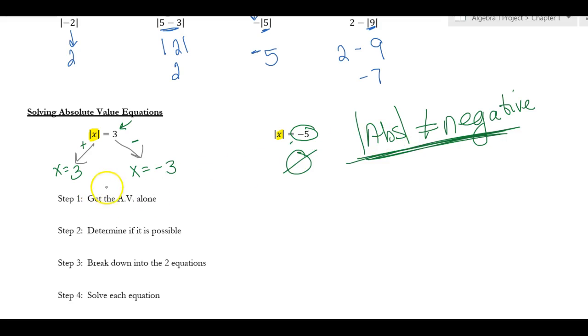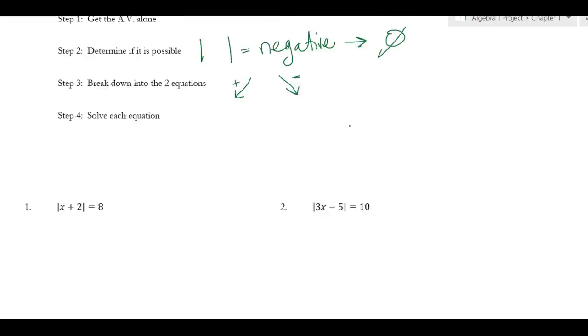Okay? So here are the steps. Step 1 is to get the absolute value alone. We'll do some of those on the next lesson. Step 2 is determine if it's possible. If the absolute value equals a negative, it's a no solution, and you stop the problem. If it equals a positive, you break it down where you have the positive answer and the negative answer. And then you solve each step. Okay? So these are the steps we're going to follow.